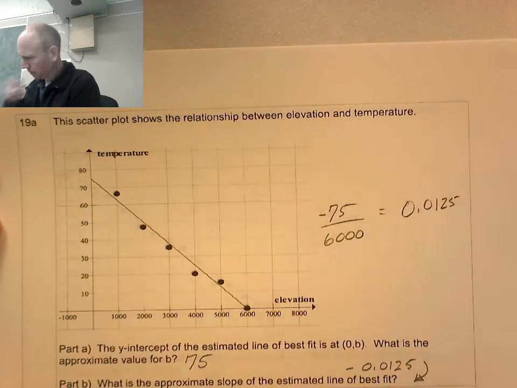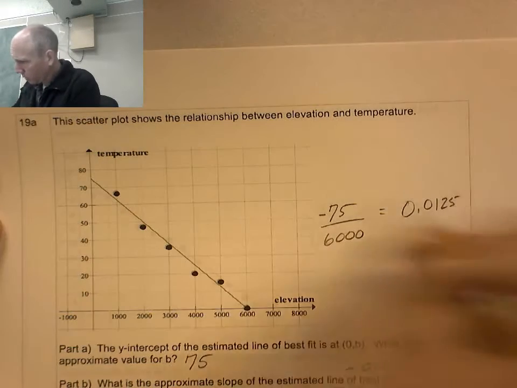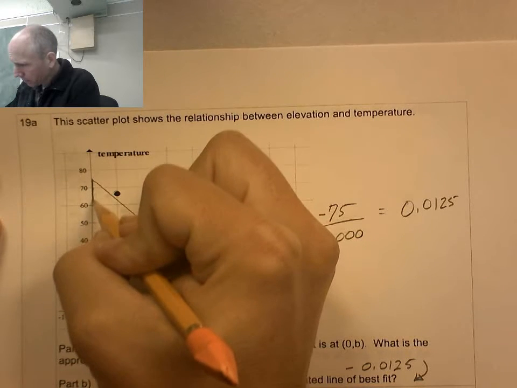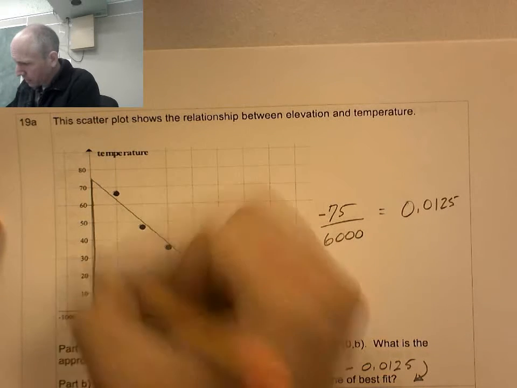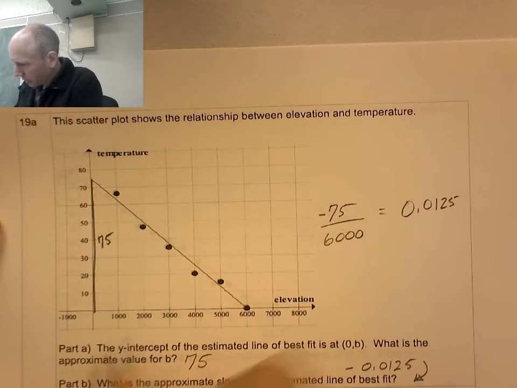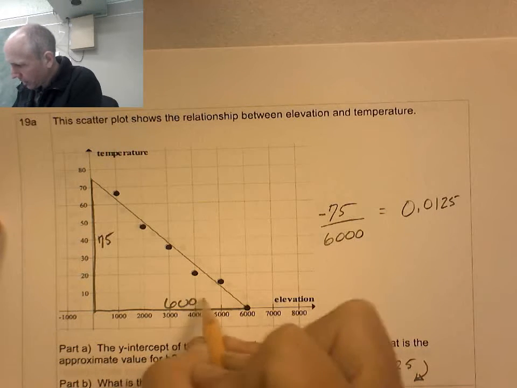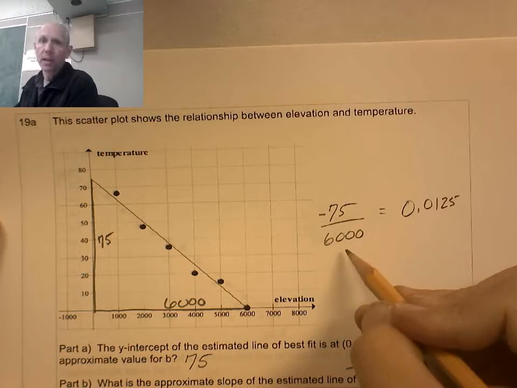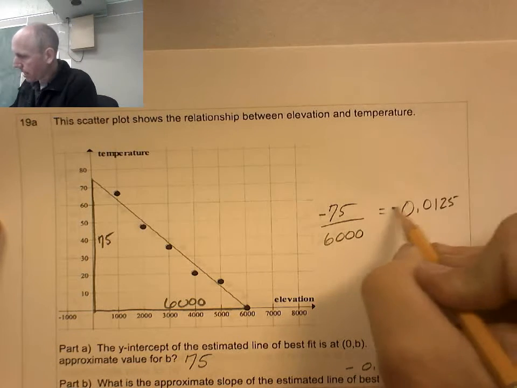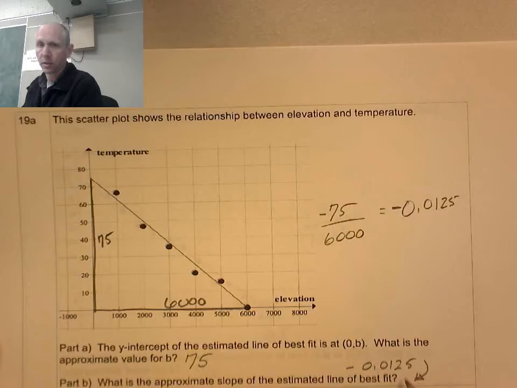See it? And the slope? Well, I went with the rise of 75, and it has a run of 6,000. And I know it's negative. Negative 75 over 6,000 is that number right there, which is what I put right there.